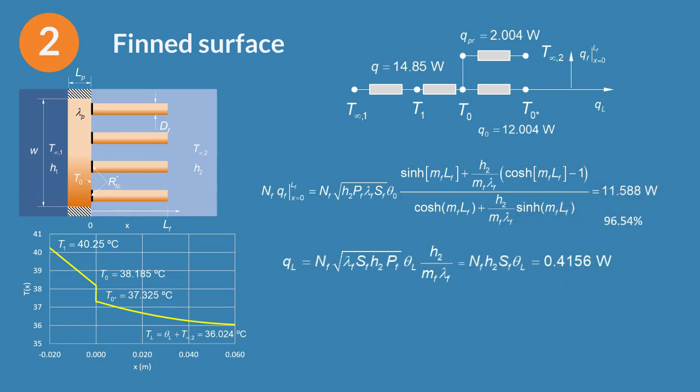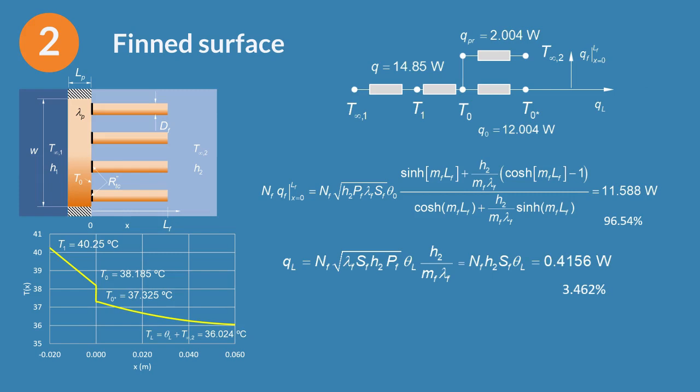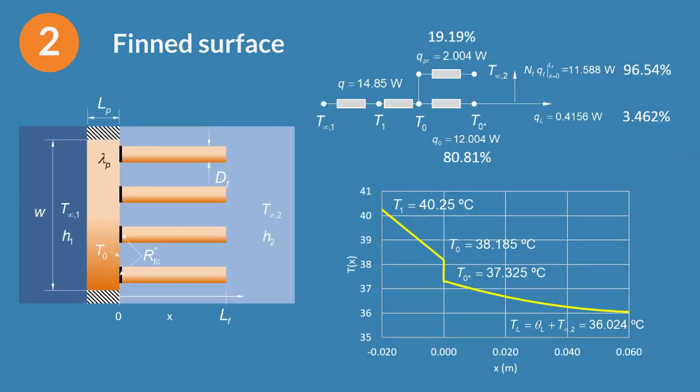The heat transfer rate at the tips can be calculated using both the Fourier's law or the Newton's law. It represents, in this case, around 3.5% of the heat released to fluid 2. In this example, we have seen how to calculate temperatures and heat transfer rates for a system including a fin surface.